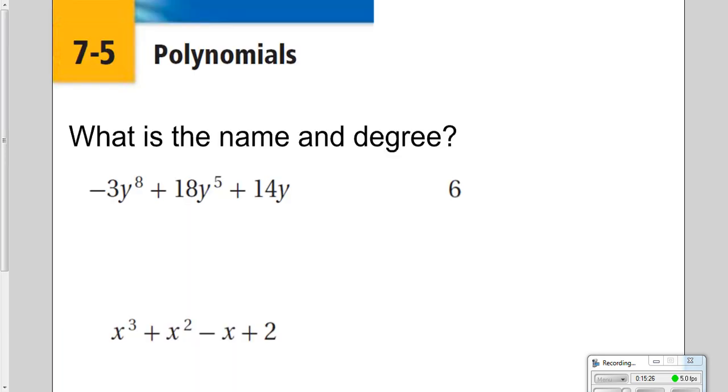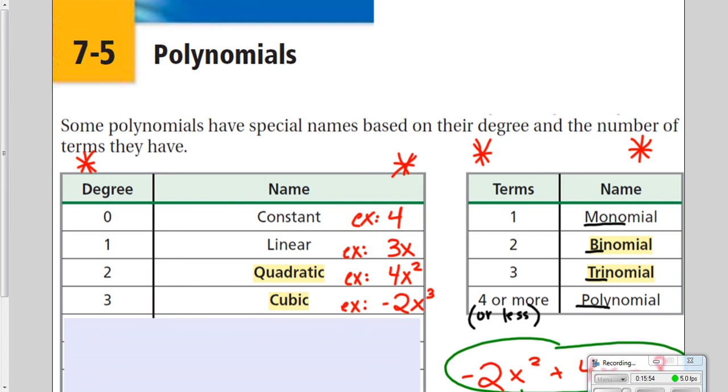So let's practice just a little bit. It says, what is the name and degree? We've got 3 problems here, and you've got an extra one in your paper. So it says negative 3y to the 8th plus 18y to the 5th plus 14y. Okay? Let's figure out what the degree is first. Degree here is 8, degree here is 5, degree here is 1. So that means my greatest degree is the degree of the whole thing, which is 8. Okay? So if I was to give this a name based off its degrees, we can jump back here. Do I have one of these that goes to 8? Well, no, right?